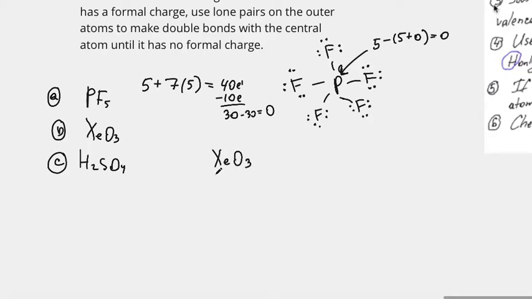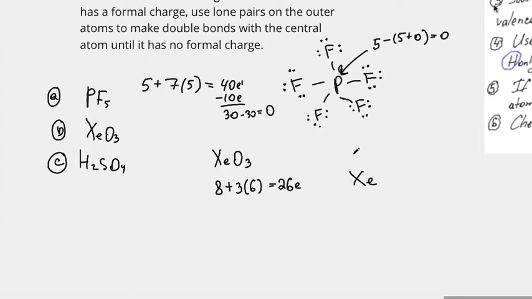Xe, I'm just going to tell you, it's in group 8, so it has 8 valence electrons. And then oxygen has 6 valence electrons. There are 3 oxygens and each one has 6 valence electrons. So 3 times 6 plus 8 is equal to 26 electrons.